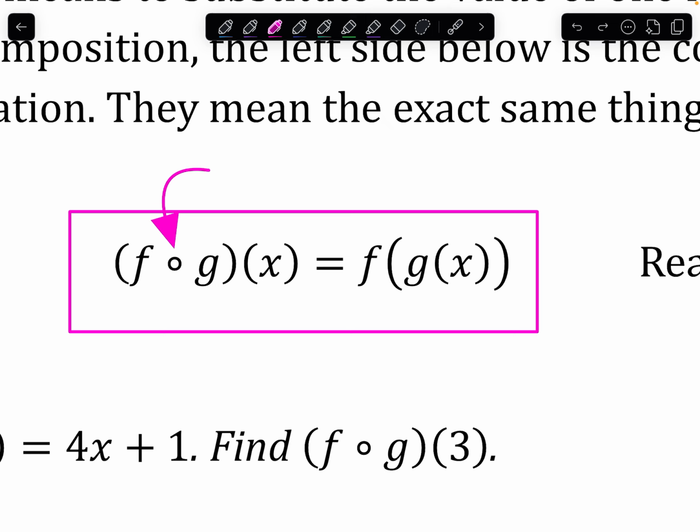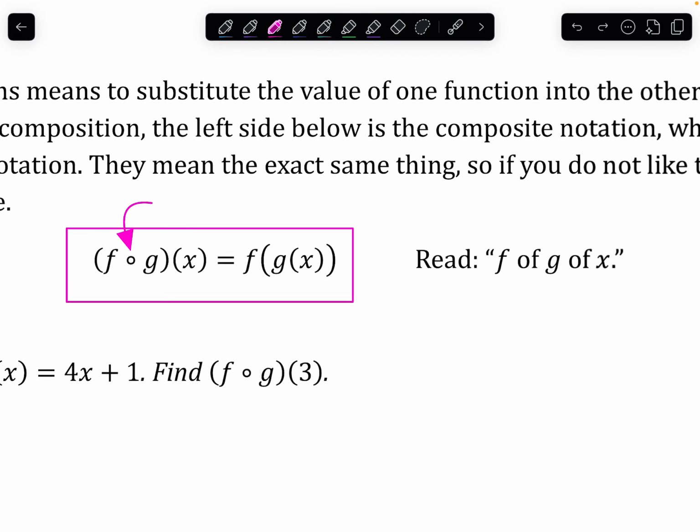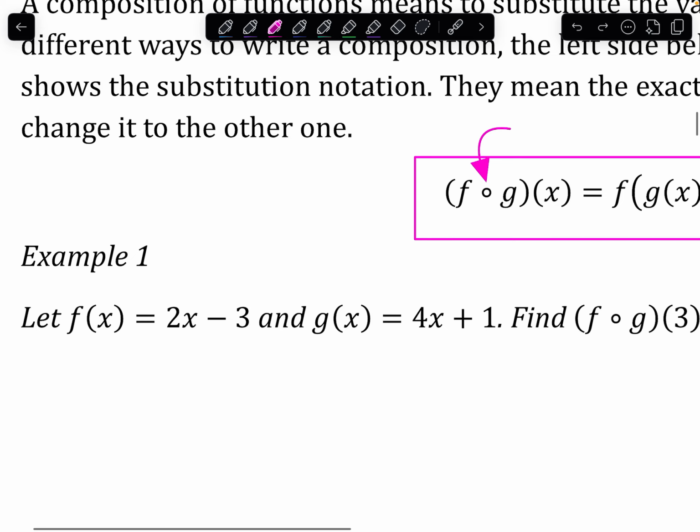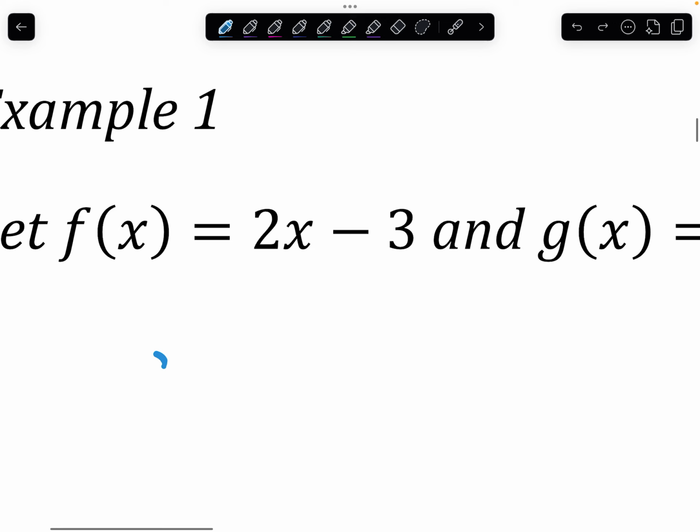A composition is the substitution of a function into another function. And the f with the open circle g is read f of g of x, just like a function is f of x, it's f of g of x. So first one, we have two functions here, f and g, and we are asked to find f of g of 3.